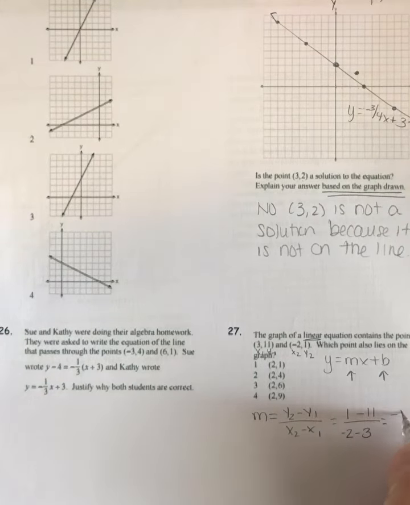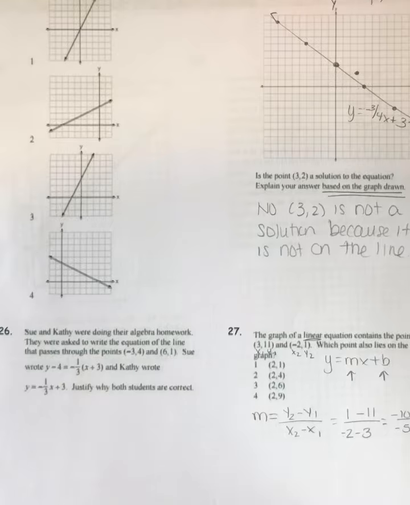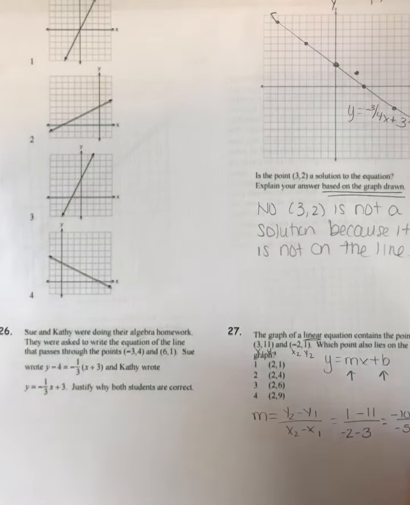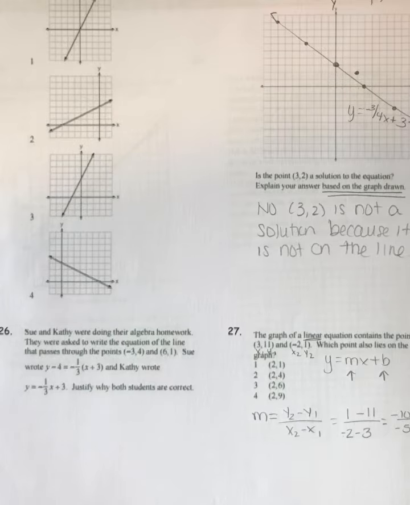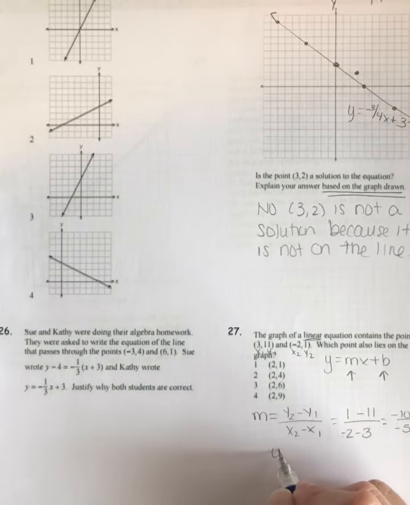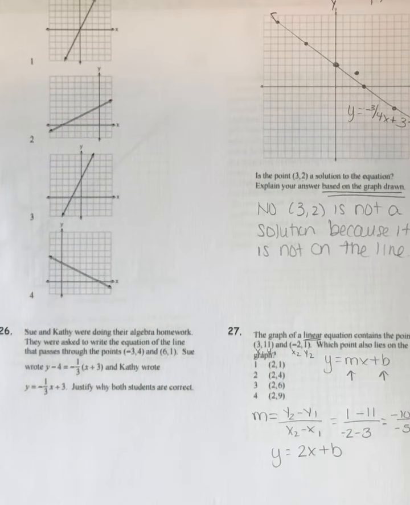Negative 1 minus 11 is negative 12. Negative 2 minus 3 is negative 5. Negative 10 divided by negative 5 is a positive 2. So in my equation, y equals mx plus b, I'm going to plug a 2 in for my m. So I have y equals 2x plus b.